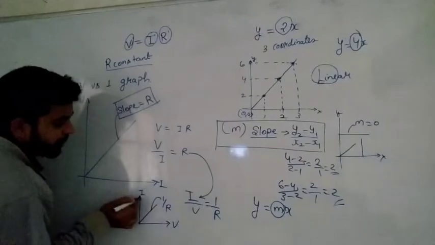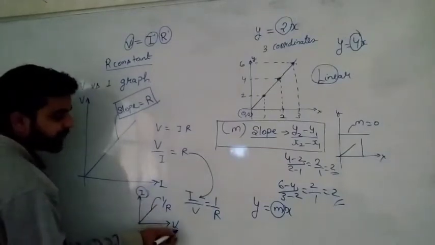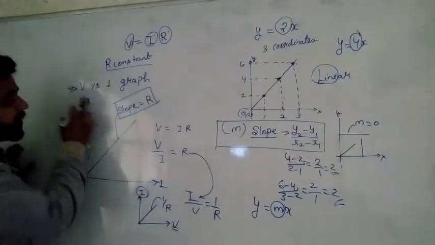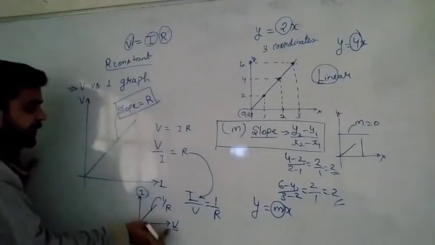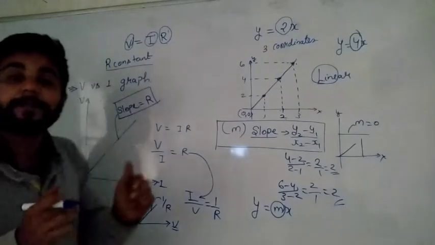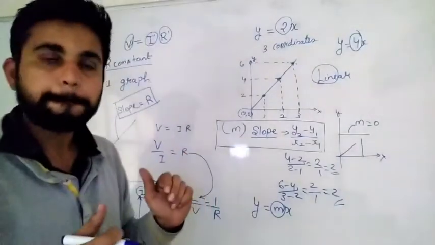by R. If I place V here and I here, then slope is R. If we interchange, the slope will become reciprocal. Remember this concept very, very well.